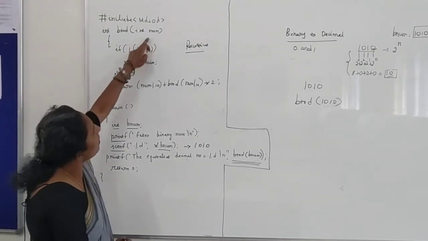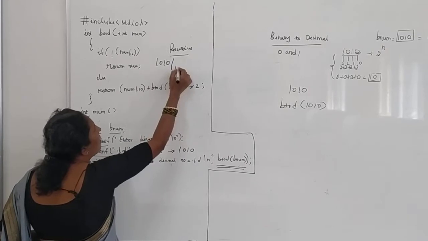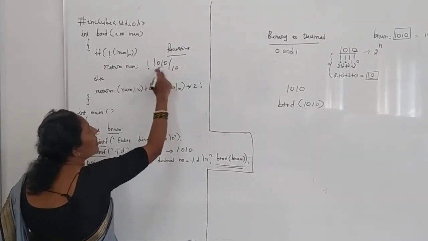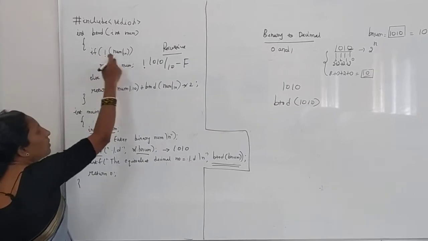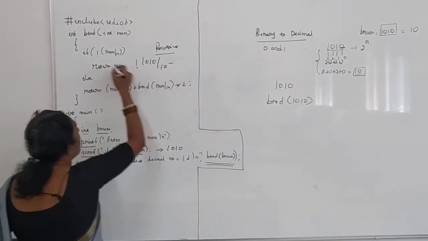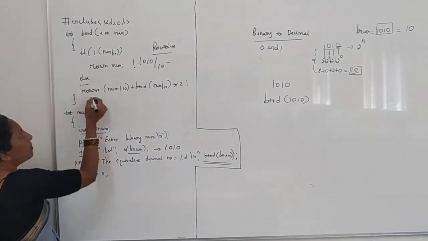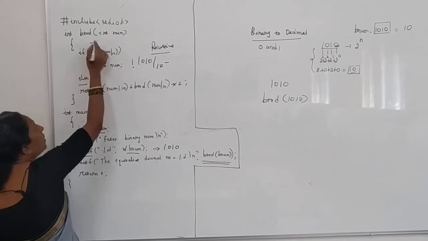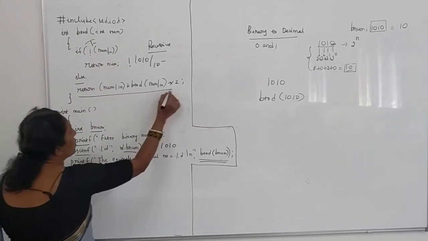In the if condition we have written not of num divided by 10. So num is nothing but the binary number, 1010 divided by 10. This number is divided by 10, so this condition gets false. So the if part is false, and it will go to the else part. Now this will be executed.